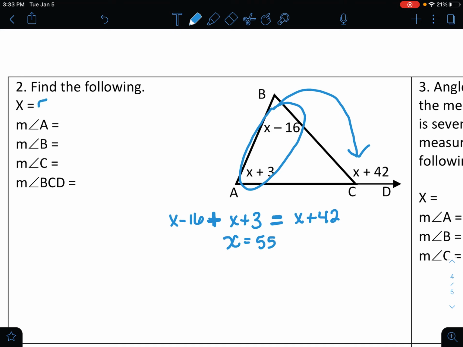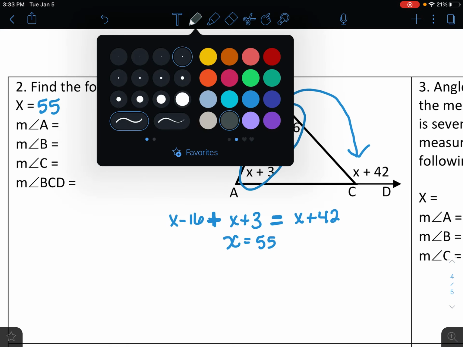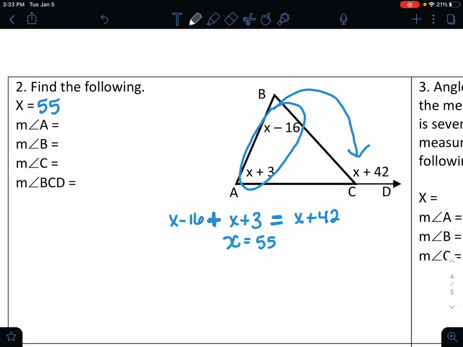All right, so x equals 55, and then you're just gonna wanna plug it back in. I'm just gonna switch to a different color here. So 55 minus 16, was that 39? So 55 minus 16, yeah. And then I'm just plugging in the 55 for x, guys, as always. 55 plus 3 is 58 degrees, and that was what, angle A? 58 degrees, and then 39 was B. Okay, and then 55 plus 42, that's going to be 97 degrees.